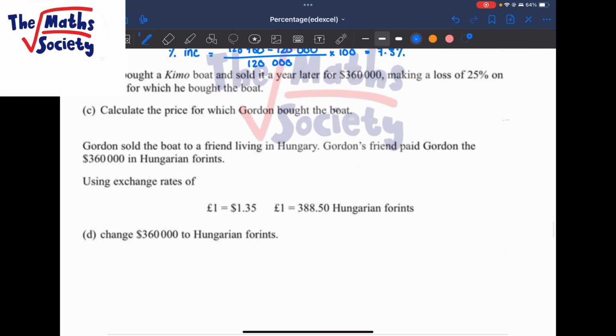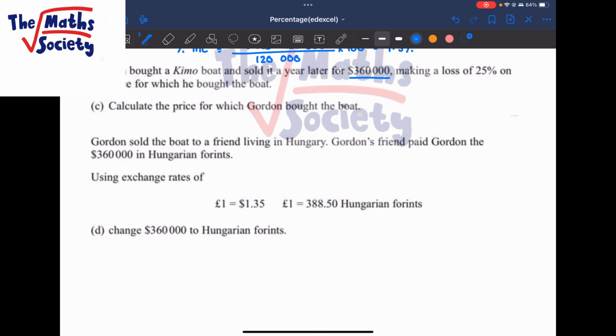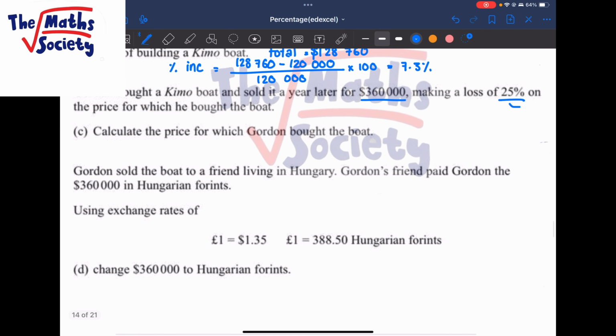It says Gordon bought a boat and sold it a year later for 360,000, making a loss of 25% on the price for which he bought the boat. Calculate the price for which he bought the boat. So we're going to find the original price. Loss of 25%, right? So that means 360,000 accounts for 75%. 1% would be 4,800. We want 100%, so we know that it will be $480,000.